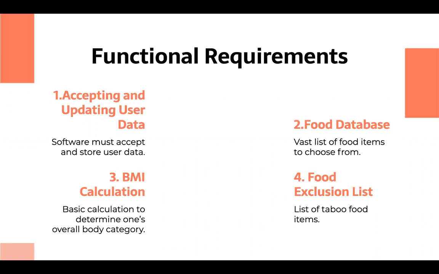Our BMI calculation. This is simply a height to weight ratio to let us know whether you are overweight, underweight, or just right in order for us to tailor meals that are more suitable to you. Our food exclusion list. After entering all your information, based on your underlying conditions, dietary constraints, or all those stuff, we then generate a list of taboo food items, food that you are not allowed to eat or food that you can only eat in small portions.